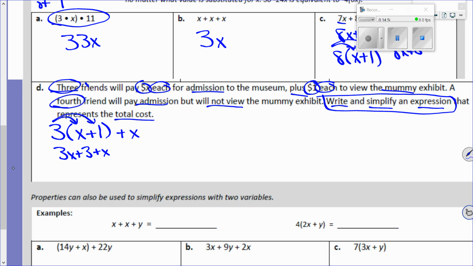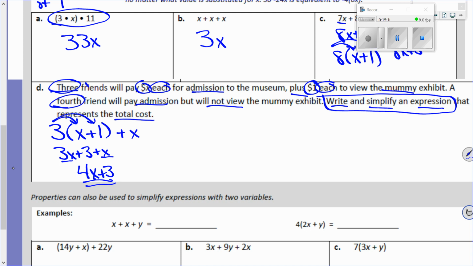Sean? Or you could do 4x plus 3, because I can combine my like terms, 3x and x. I was just thinking about that. Yeah, sure did. I was actually thinking. Is this making sense? No. Why not?